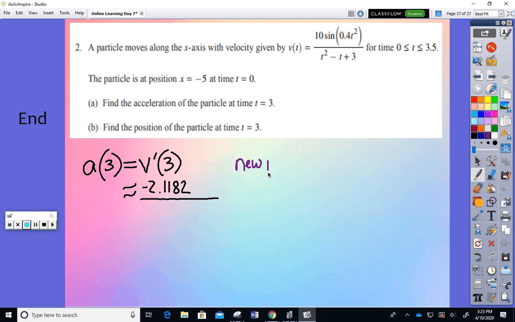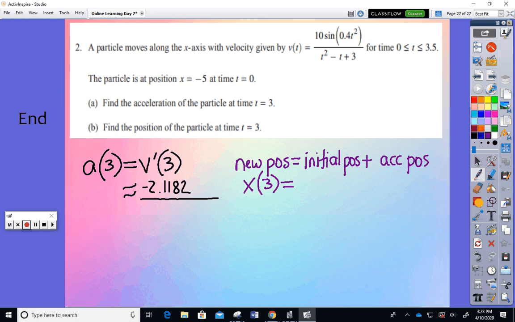New position equals initial position plus accumulation. So I always say plus accumulated position. And I always set it up just like that. So its new position would be x and it says at time 3. So where is it at time 3? Its initial position would be where it is at time 0. And its accumulated position would be from 0 to 3.